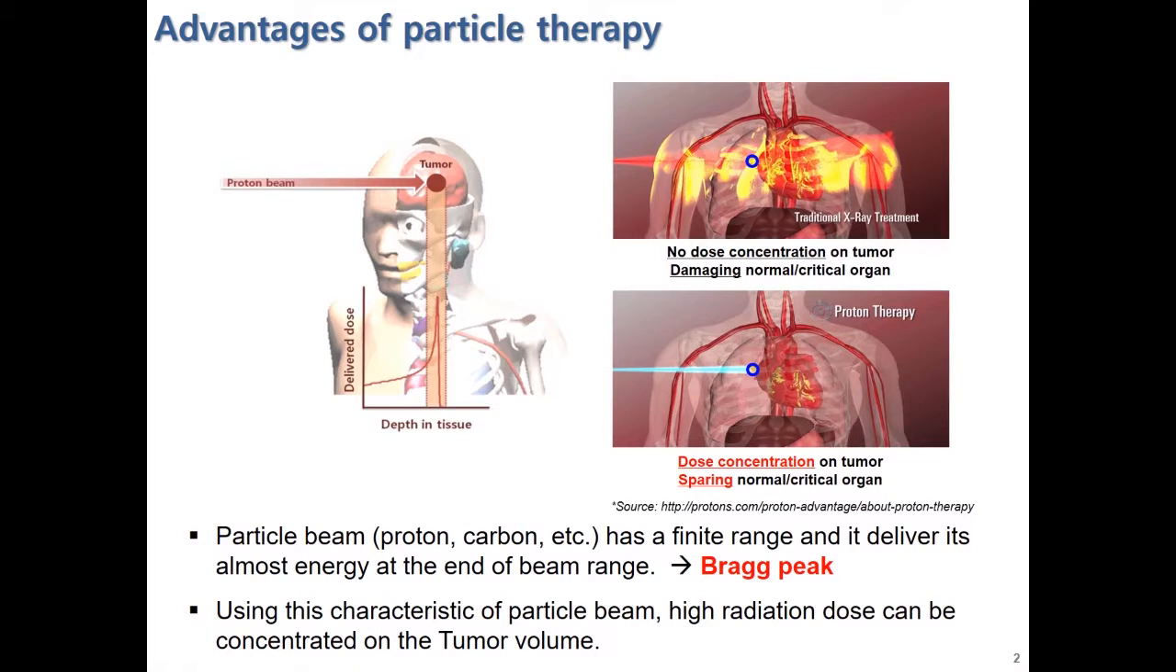If we suppose to treat the site marked as a blue circle using the conventional radiotherapy technique based on X-rays, the radiation dose is delivered to not only the tumor site, but also other normal organs and radiosensitive organs such as heart, as you can see in the figure. However, if we use a particle beam, we can deliver highly conformal dose to the treatment volume, and there is negligible dose delivered into normal or radiosensitive tissue.